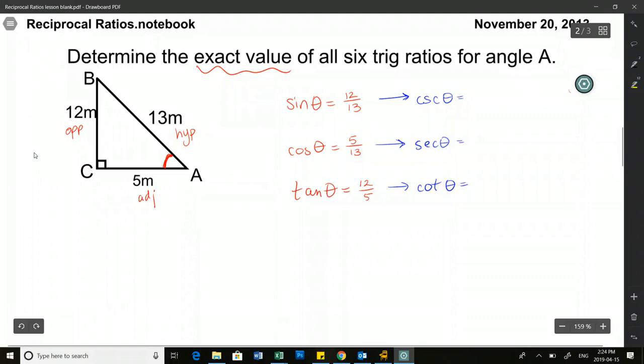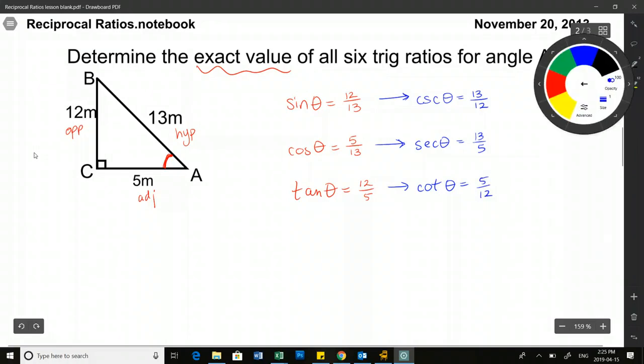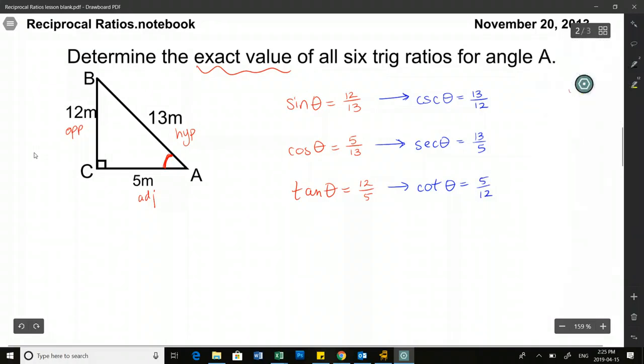Okay, so I know cosecant is just the flipped version of sine. So I'm just going to take my sine value and do the reciprocal. Secant is going to be the flip of cosine, which is 13 over 5. And then cotangent will be the reciprocal of tangent, so 5 over 12.